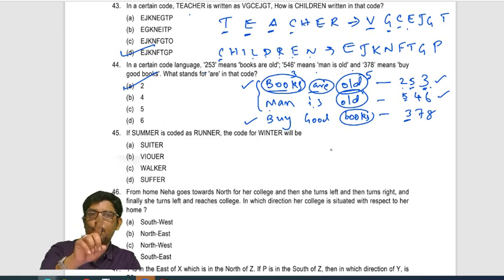Varalakshmi, it is already uploaded in the app. This question is already uploaded in the app. Please check your message.